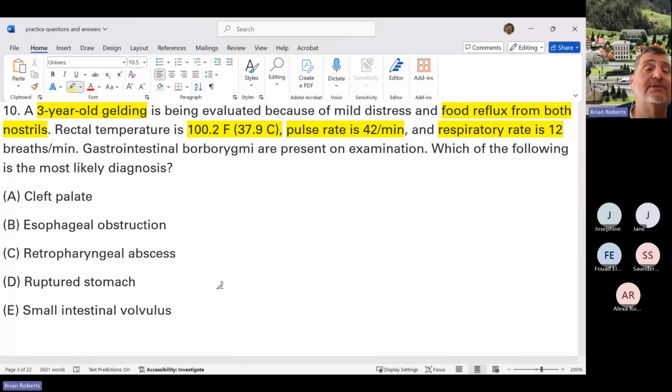So this is a 3-year-old gelding, right? Would a cleft palate, would we see regurgitation or reflux from that? Yes. Would we see it before the age of 3? What do you guys think? Did this horse develop a cleft palate, or would it be born with one? It would have been born with it. Yeah, so we can get rid of A. So now we're left with B and C, esophageal obstruction and retropharyngeal abscess.